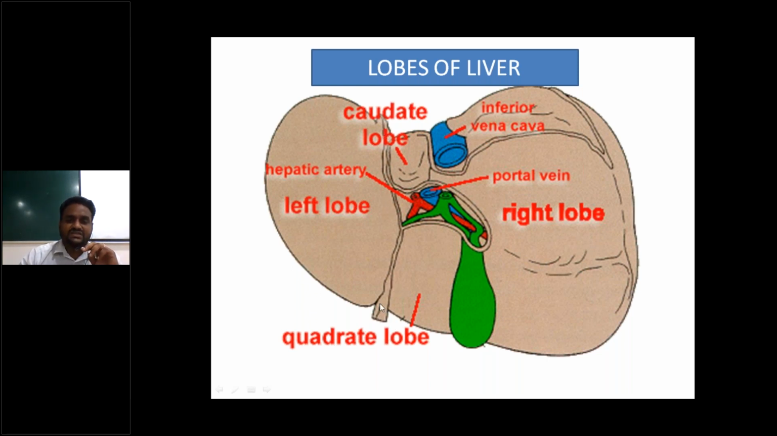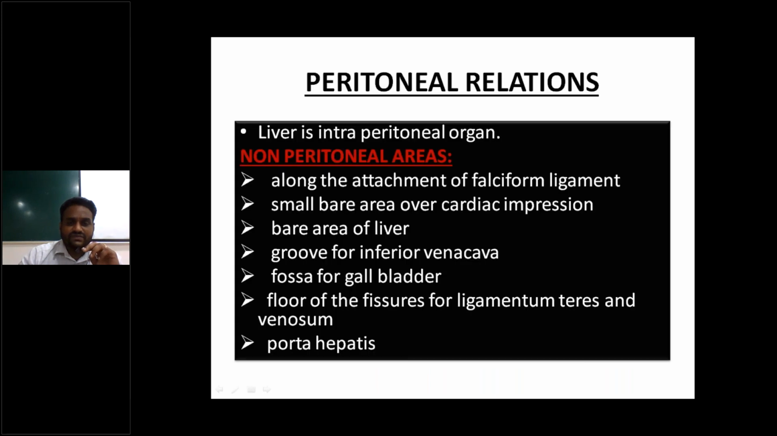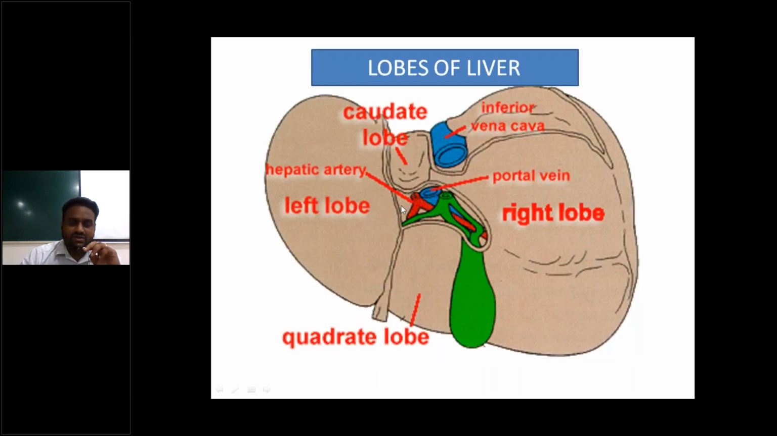In this picture, we can see the two fissures, with the arrow I'm showing. One is the fissure for ligamentum venosum, and another is the fissure for ligamentum teres. The upper one is the fissure for ligamentum venosum, and the lower one is the fissure for ligamentum teres. This one is the left lobe and this one is the right lobe posteriorly. Anteriorly, both lobes are separated by the attachment of the falciform ligament.